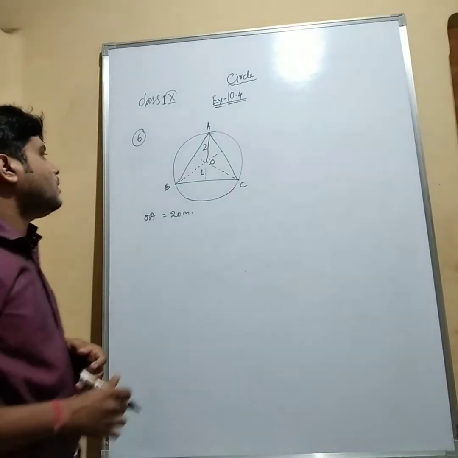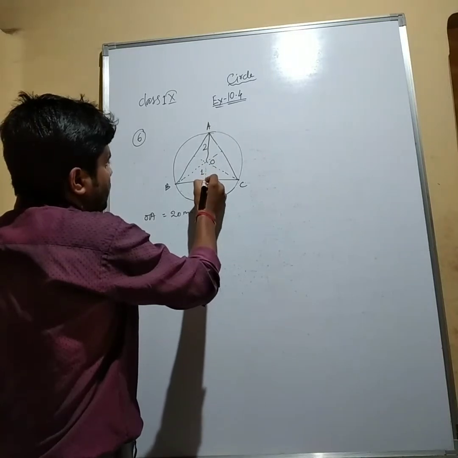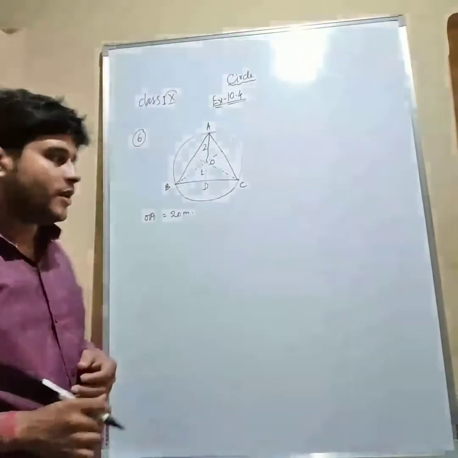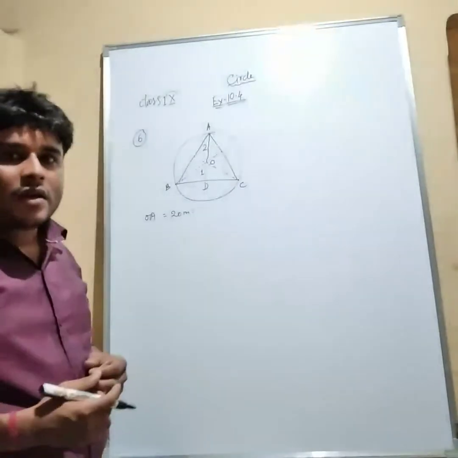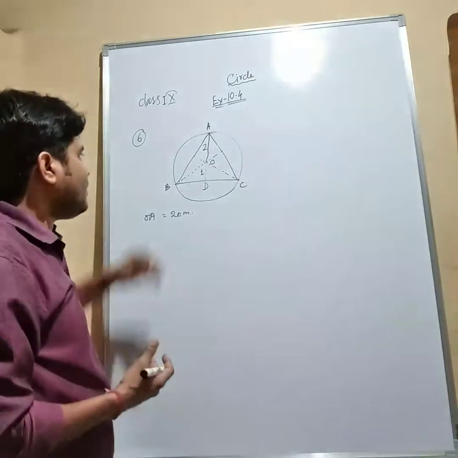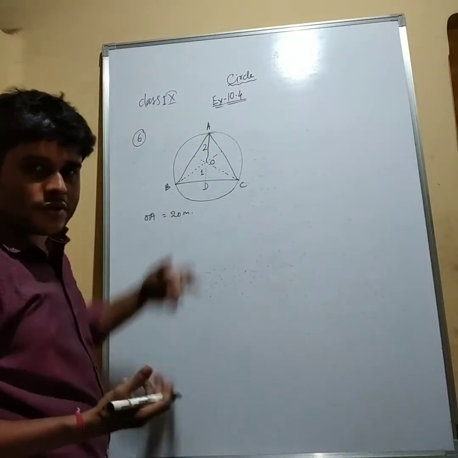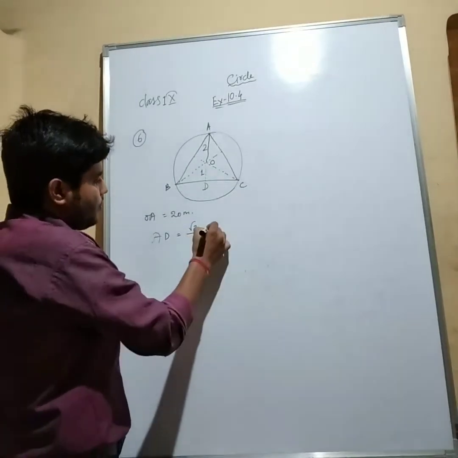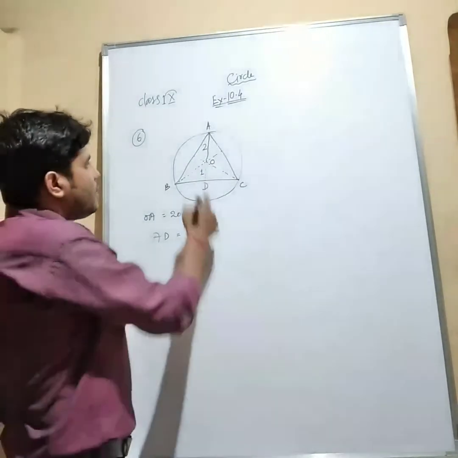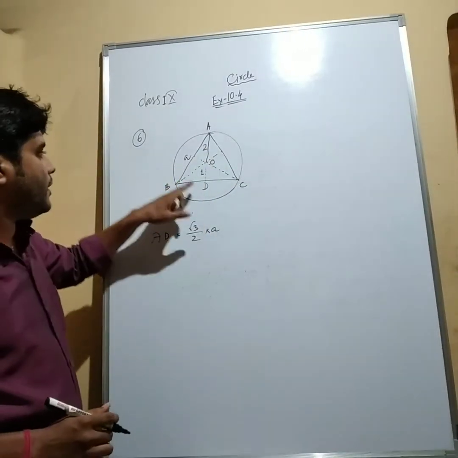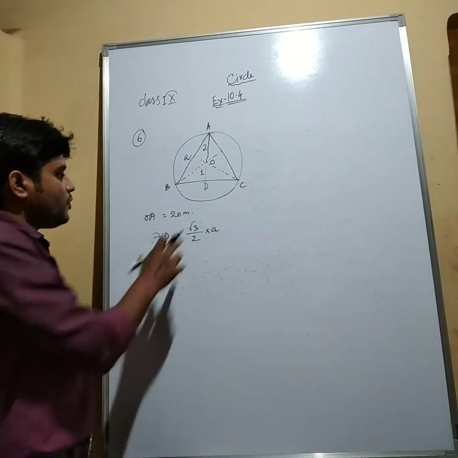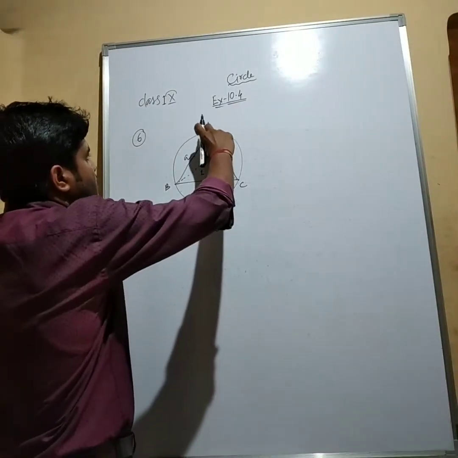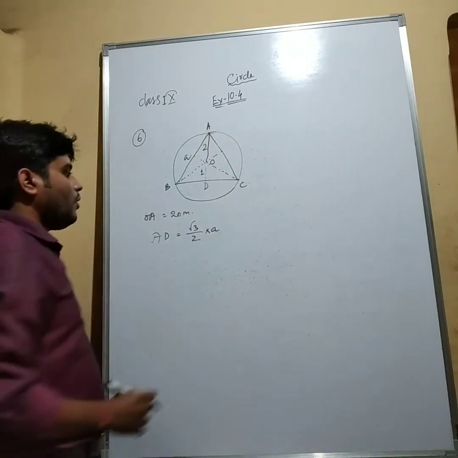Now suppose I am giving here D. AD is the height of the equilateral triangle or not? First you tell me. Obviously. So we know the formula for the height of the equilateral triangle. If you forget, then if you use the Pythagoras theorem for triangle ABD, then also you will get it. So AD equals root 3 by 2 into side a. I am taking this side as a, and this one also a, this one also a, the side of the equilateral triangle. So AD is this one, and this full length is this one.